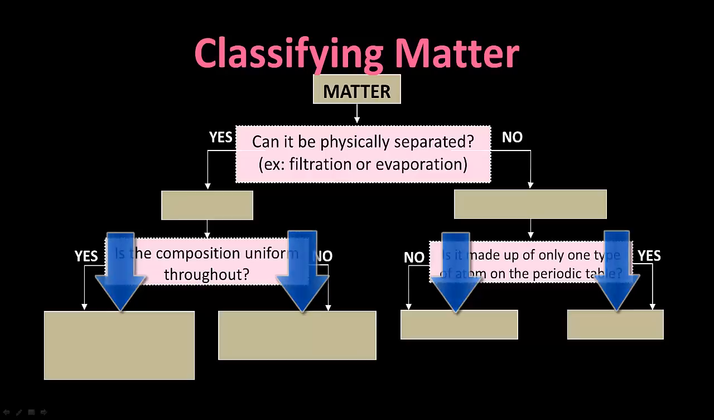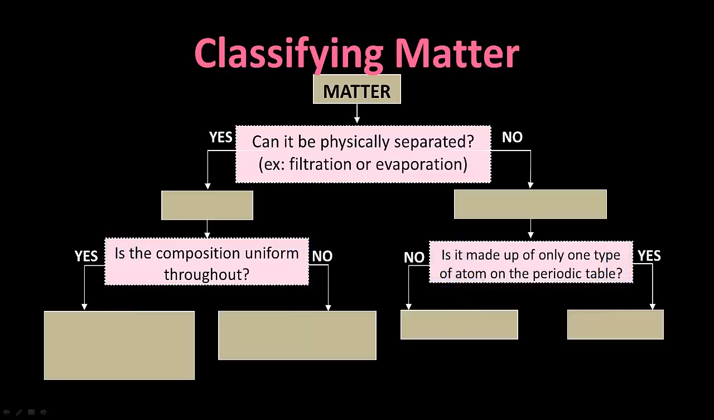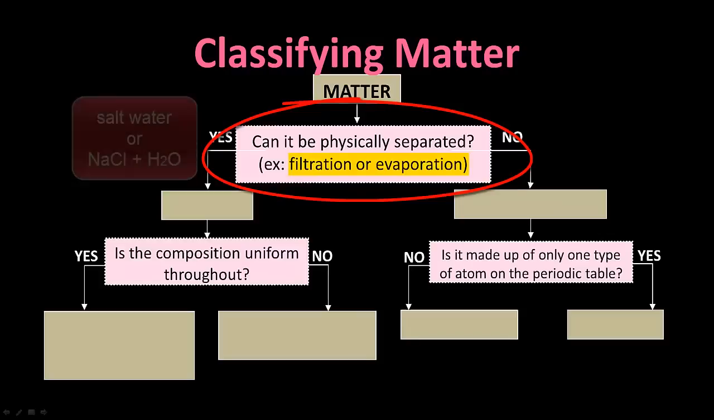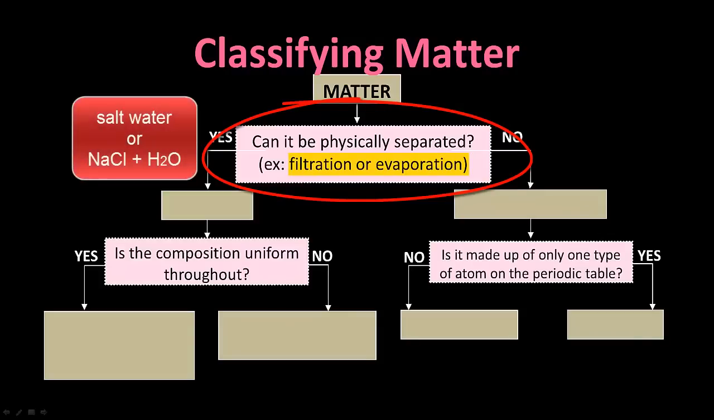And when we classify them, we ask ourselves questions first to do that. The first question you should ask yourself is, can it be physically separated? Not chemically, but physically. An example of a physical separation would be filtration or evaporation. So if I have salt water, I can evaporate the water and get the salt. So I can separate my salt from my water.